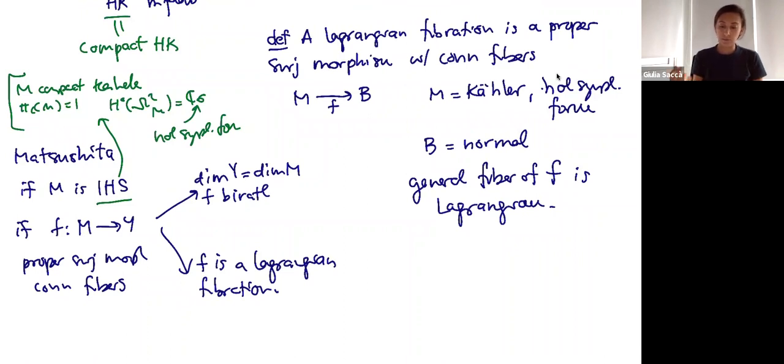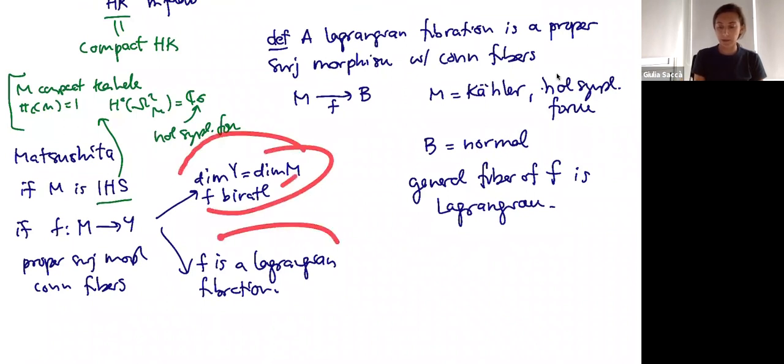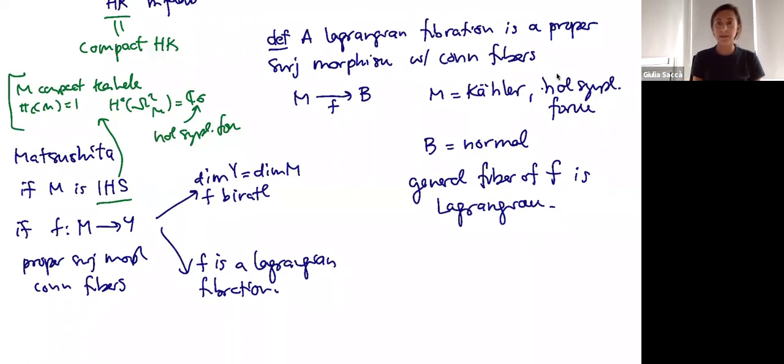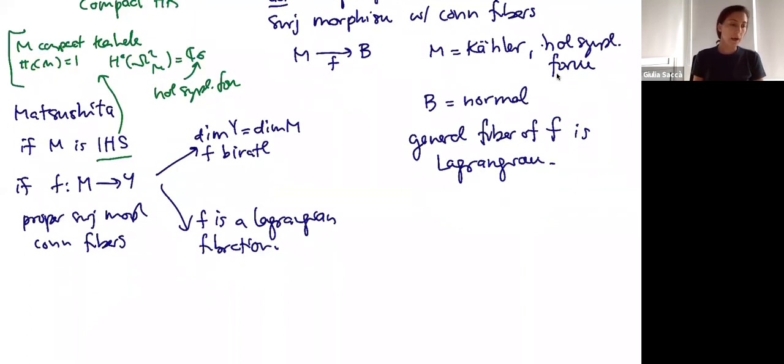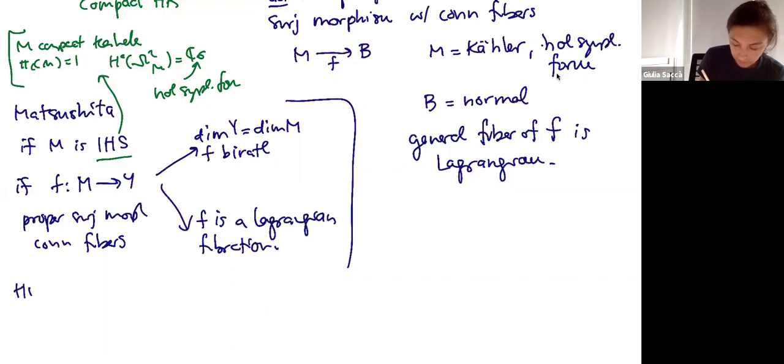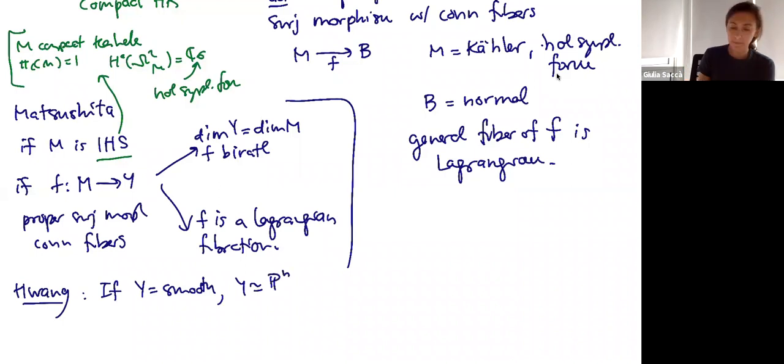This is one of the reasons why symplectic resolutions on one side and Lagrangian fibrations on the other side are the basic tools to study these things. Maybe I should mention that in the Lagrangian fibration case, by a result of Huang, if Y is smooth, then Y is isomorphic to P^n.